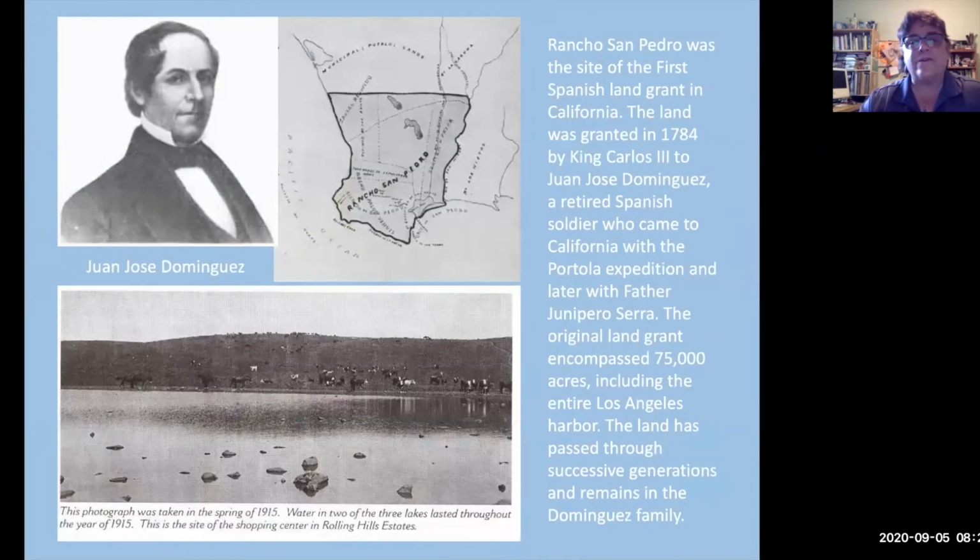But the original land here that included Palos Verdes all the way through this area was given to Juan Jose Dominguez. He was given the very first land grant in the 1780s, and he was a really devoted soldier. He worked with the Portola expedition and the Junipero Serra expedition, and he was very much a family man. He really cared about this land, and all of his relations, and by the way, still are a part of the land that we exist on now. This photograph is him, and this one is part of Palos Verdes. This is what the peninsula looked like, not a lot of trees, a lot of grasses.